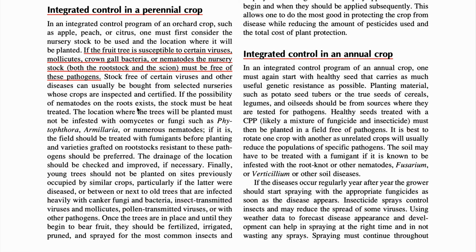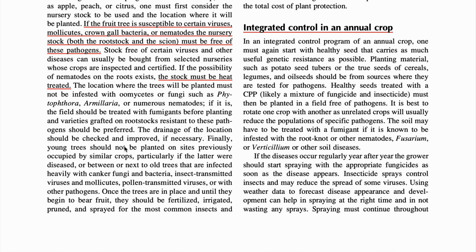If there is a possibility of nematodes on the roots of the rootstock, the stock must be heat treated. So this is one of the methods that can be used if nematode is found in that rootstock. The location where the trees will be planted must not be infested with oomycetes or fungi such as Phytophthora, Armillaria, or numerous nematodes. If it is, the field should be treated with fungicides before planting and varieties grafted on rootstock. First we check the nursery for healthy rootstock, and then we check the location where this rootstock will be planted. So everything will be well checked before planting. The drainage of the location should be checked and improved if necessary.